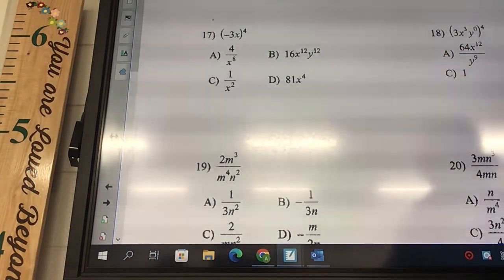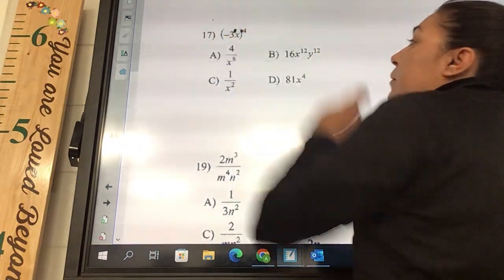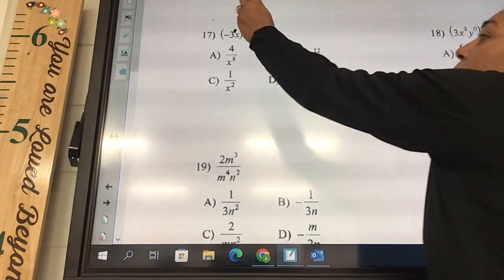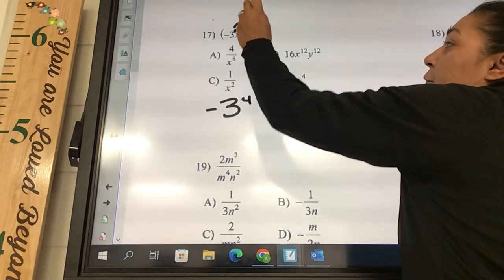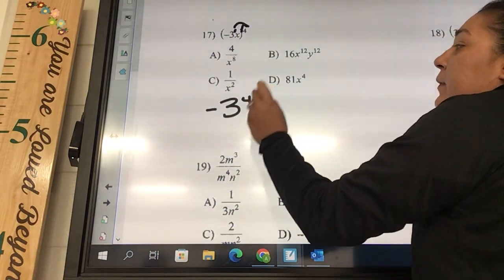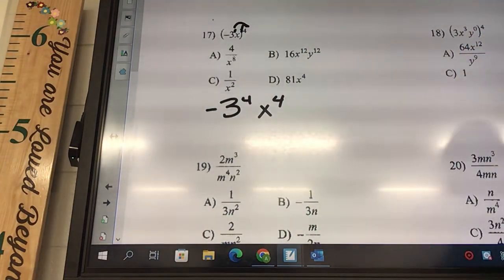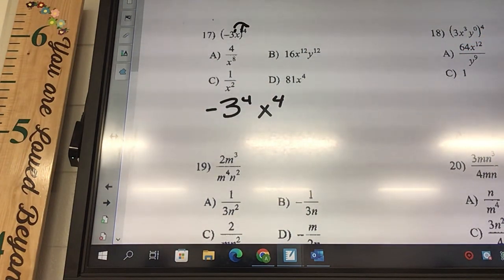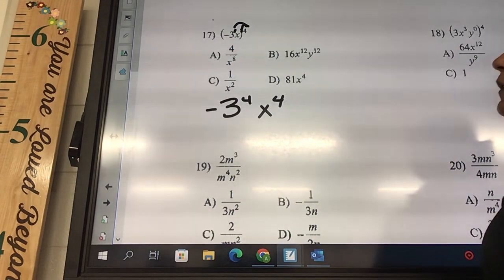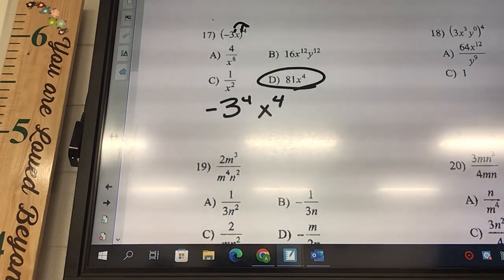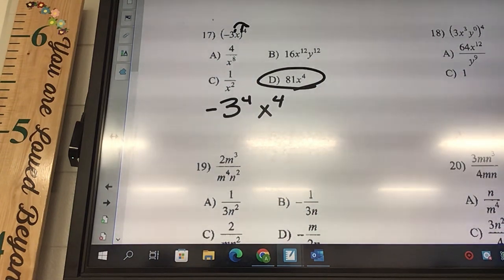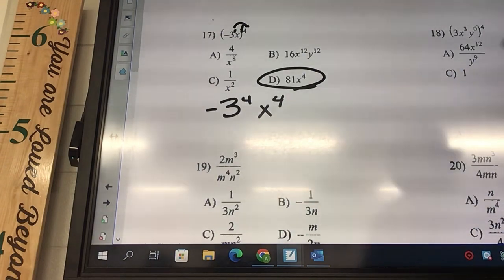Okay, 17. We can go ahead and fill in the ones. 4 times 1 is 4. Which one of these has an x to the 4th power? D. That's the only one with x to the 4th. Again, go as far as you have to. If you don't need to solve the problem all the way through, then don't.